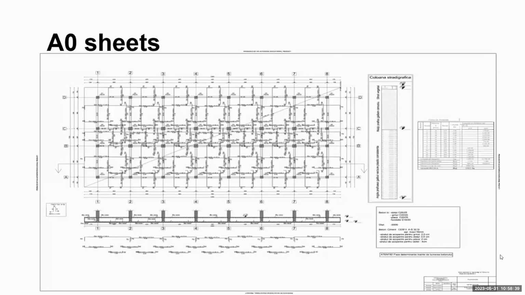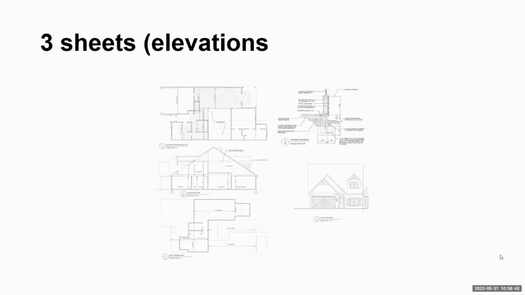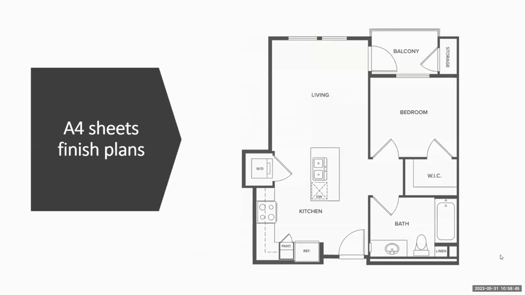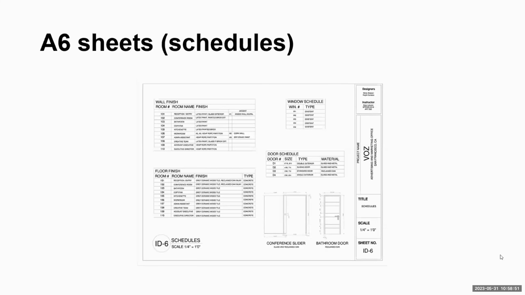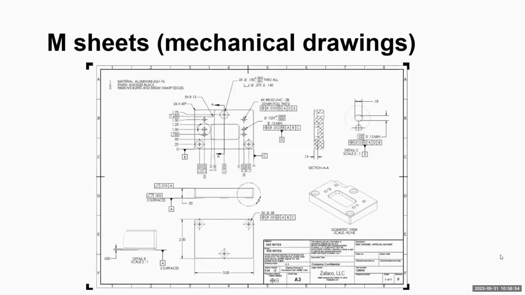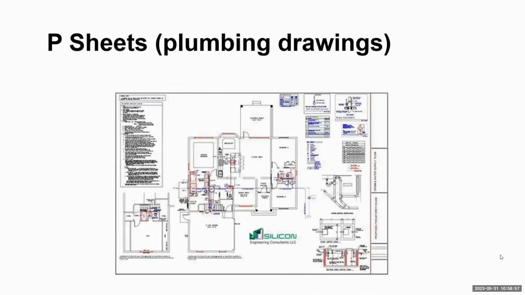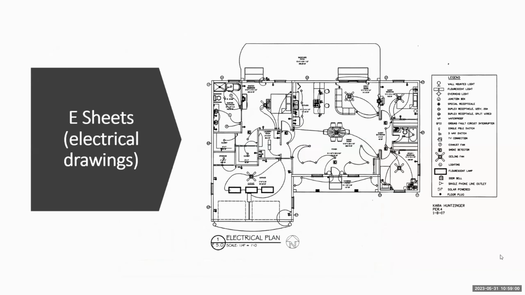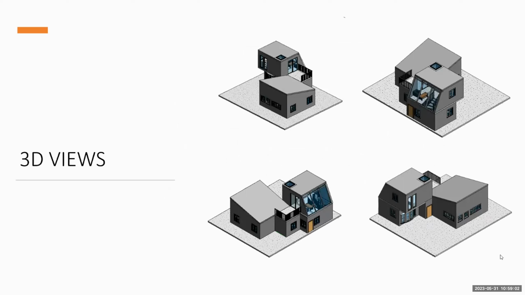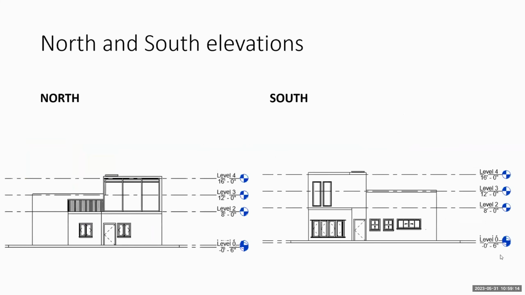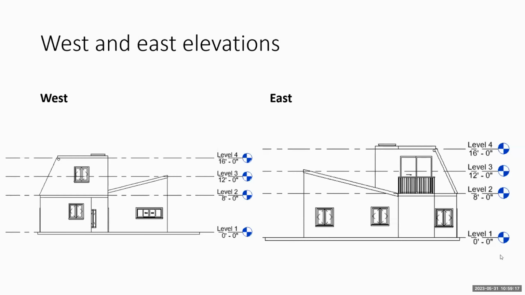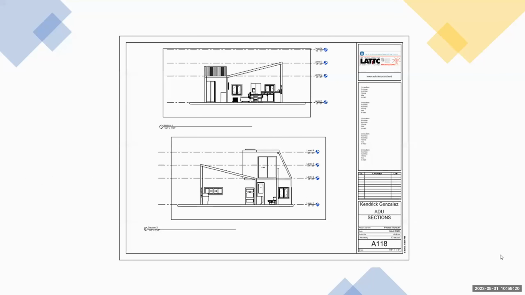This is a picture of A0, A1, A3 sheets elevations, A4, A5, A6, S sheets structure drawings, M sheets, P sheets plumbing drawings, E sheets electrical drawings. And this is my project of the ADU with the four 3D views, the party schematic and the floor plan, north and south elevation, west and east elevation, the elevation in the sheet.